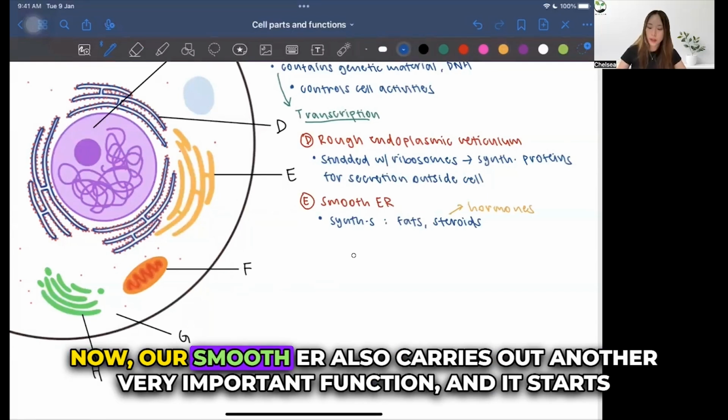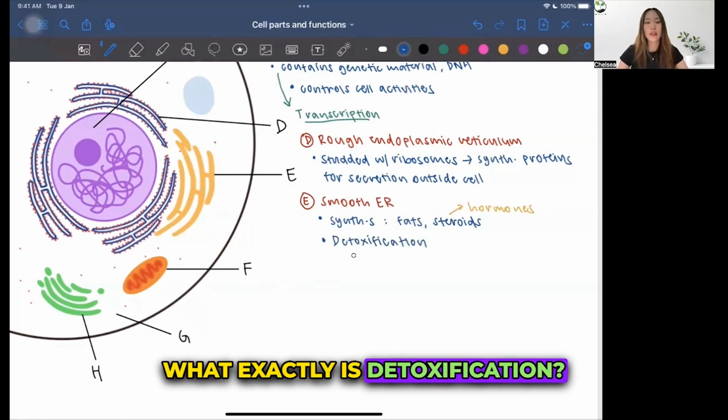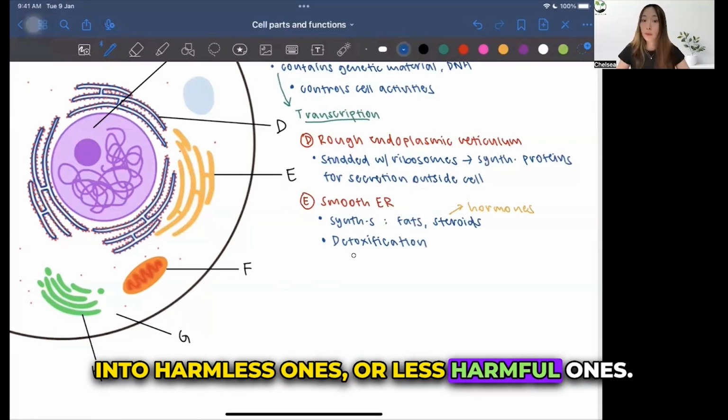Now, our smooth ER also carries out another very important function, and it starts with a letter D, and this is detoxification. What exactly is detoxification? Basically, in layman terms, it's when the cell converts harmful substances into harmless or less harmful ones.